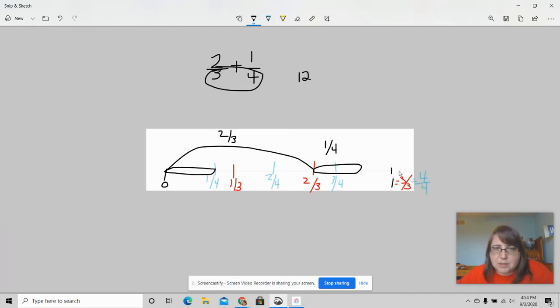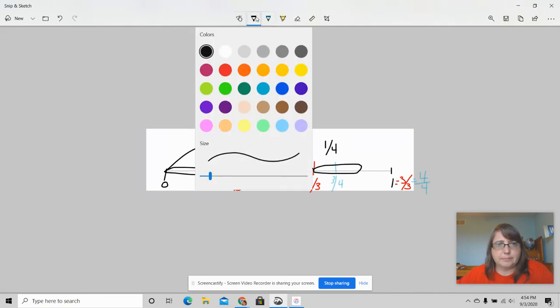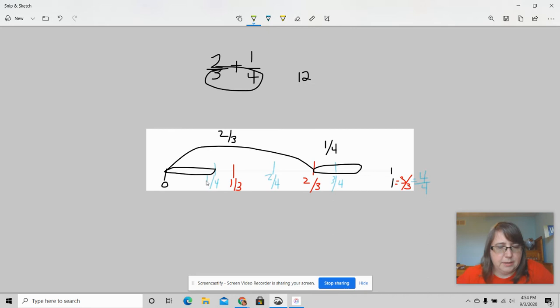So now I'm going to divide this 1 into 12ths. I'm going to do that with green. So this is not going to be an easy task for me because I'm not so great at this, let me do a little better than that. I know that 1/4 is 3/12.